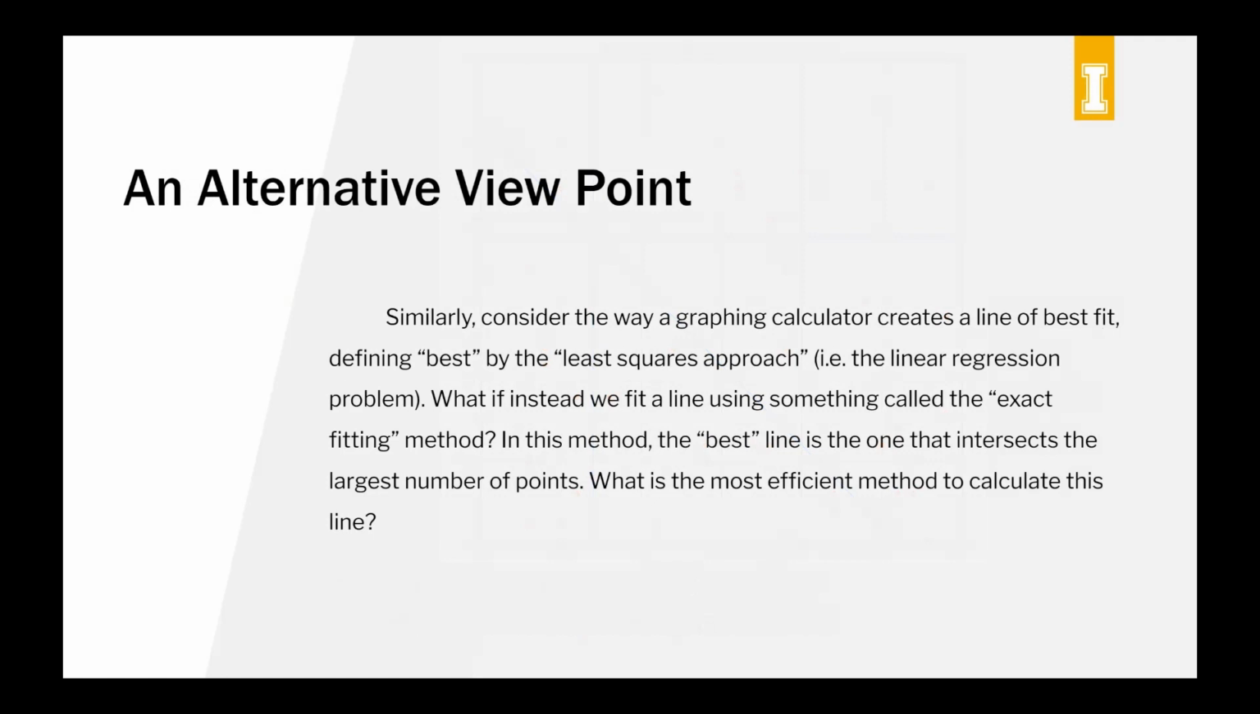Just as how calculators often use something called the least squares approach to solve the linear regression problem, what if we instead fit a line using the exact fitting method? In this instance, the best line is the one which intersects with the largest number of points. What is the most efficient method to calculate this line?